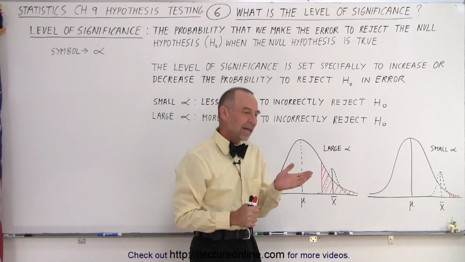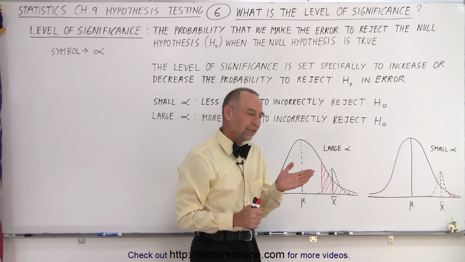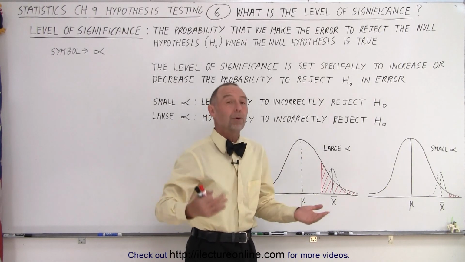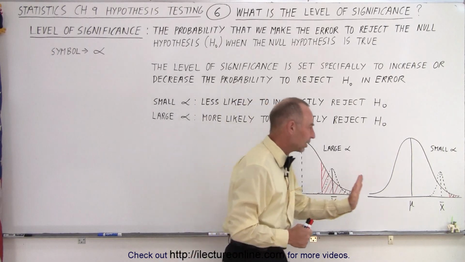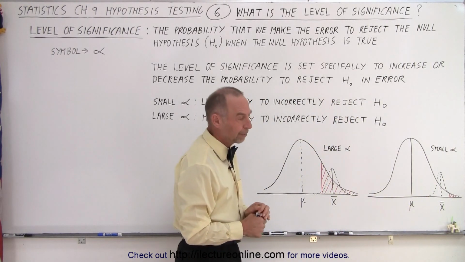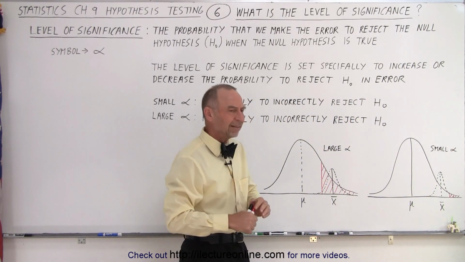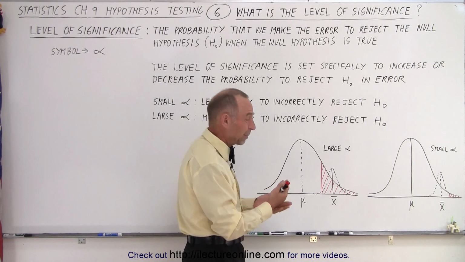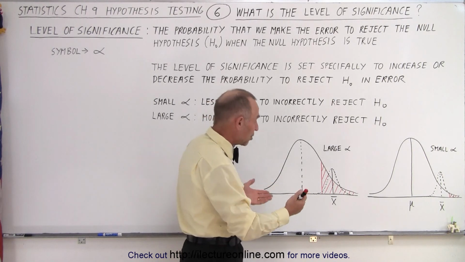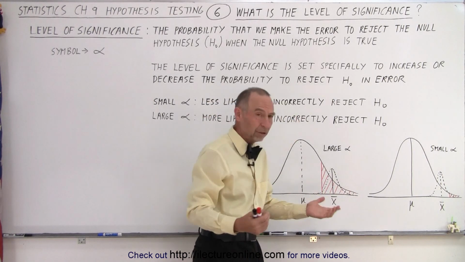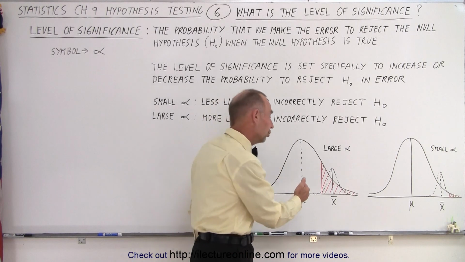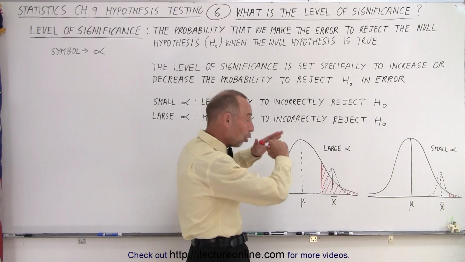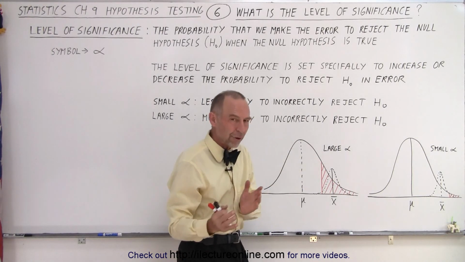If making the mistake of rejecting the null hypothesis when you shouldn't is more important, then of course you're going to make it harder to reject the null hypothesis. But if it's not that big of a deal to reject the null hypothesis when the null hypothesis is actually true, then maybe you can have the luxury of making this region a little bit larger and more quickly determine if your sample represents a different representation than the whole population itself. So it's kind of a trade-off.